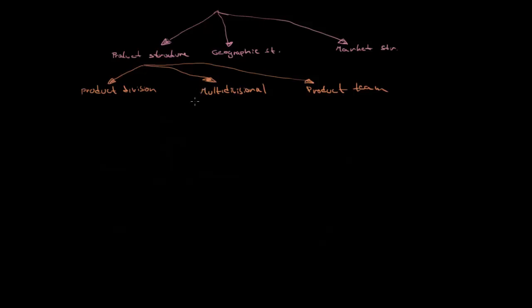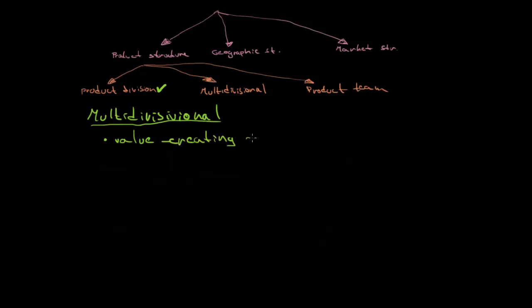In this video we are going to move one step to the right. So we have already done the product division and now we are moving to multi-divisional structure. So what is going to be different here? One very special thing is that we will again have some divisions according to our product, but the value creating activities will be split. So the important word is value creating activities.